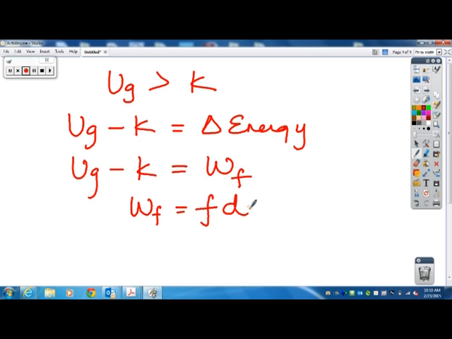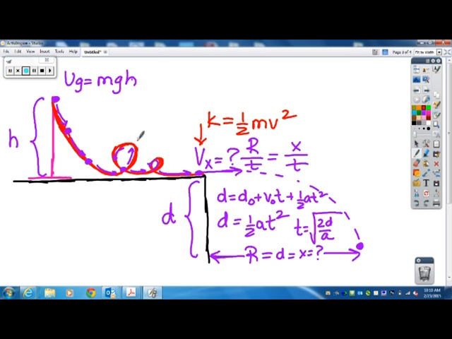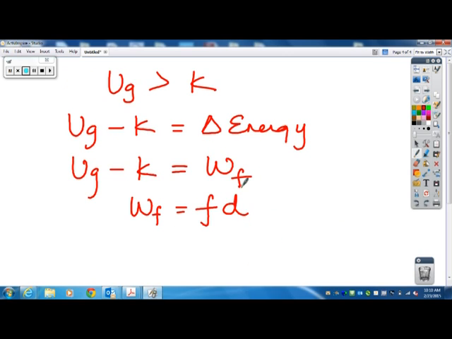So now that you have the work done by friction, you set it equal to force times displacement, because that's the equation for work. And the d in this equation is the distance of the track that you measured before you released the ball. So the d over here is the distance of the track right here, the distance in red. Okay, so it's going to be very easy once you know the left side of the equation, because you've calculated it up here. And you're going to divide it by the distance to find out the force of friction.